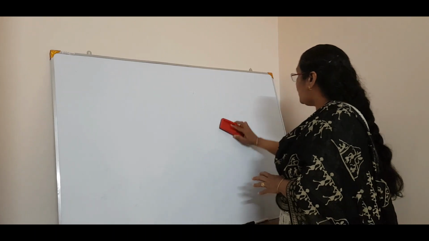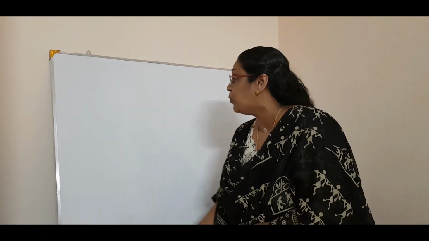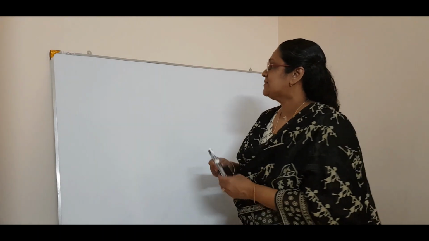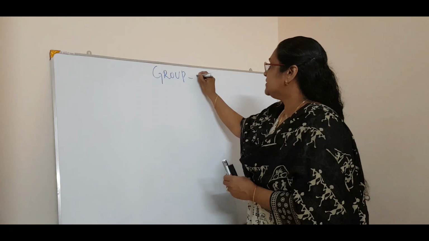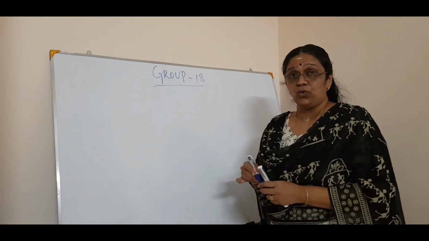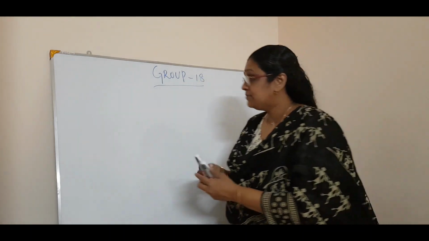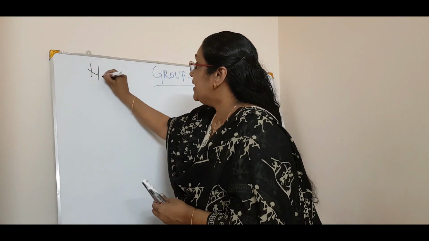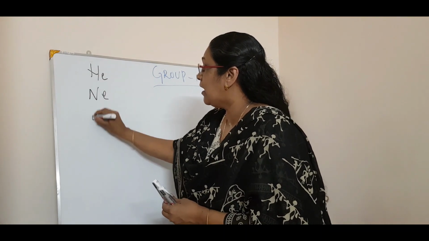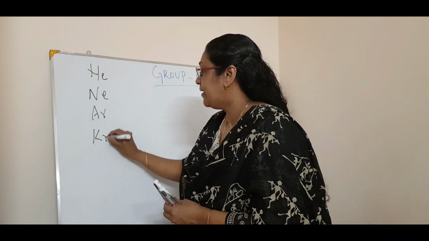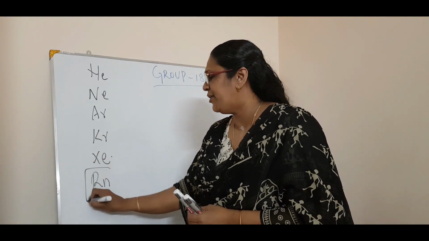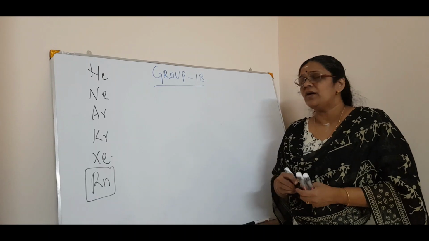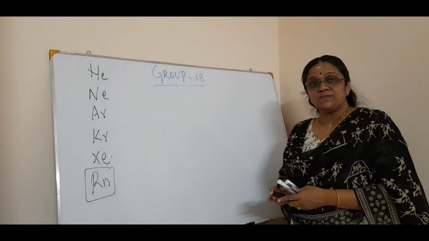Now, what is the 18th group called? Noble gas elements, right? You know that the 18th group is the noble gas elements. Okay, group 18. So what are they? Helium, neon, argon, krypton and xenon, and also radon. Radon being radioactive, we don't discuss much more. Just have a glimpse, that's all.